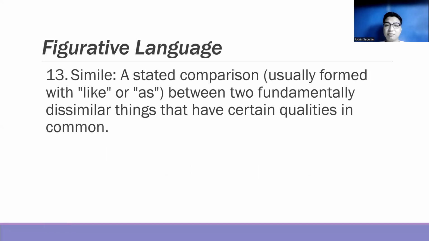Number 13, we have simile. So simile is a comparison between two fundamentally dissimilar things that also have something in common. But in here, we are using words like and as to state that comparison. In metaphor, we are directly comparing them. But in here, we are stating the comparison between those things using like and as.